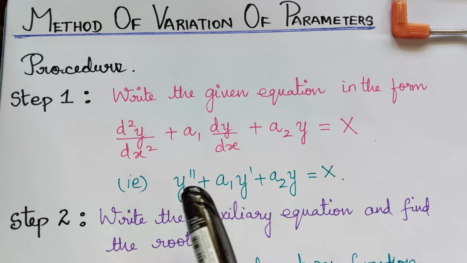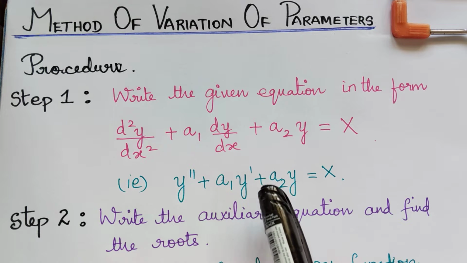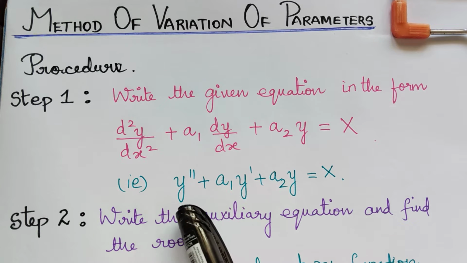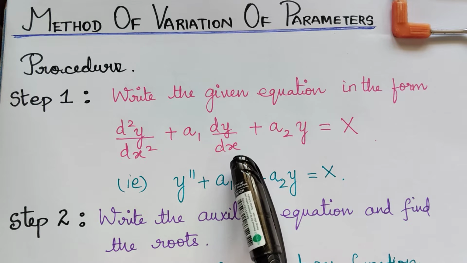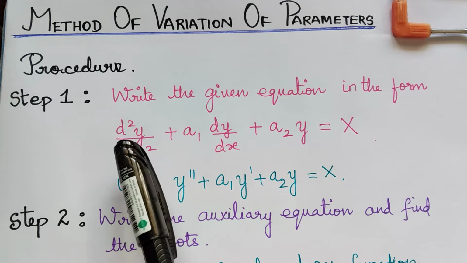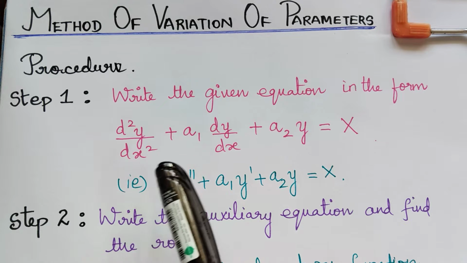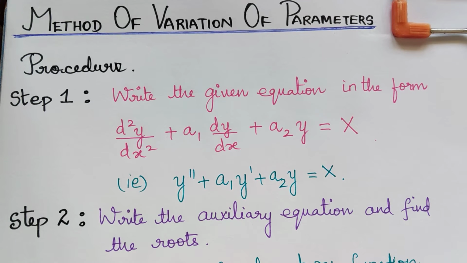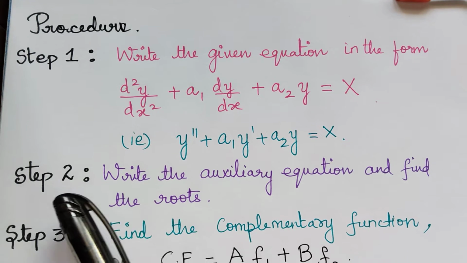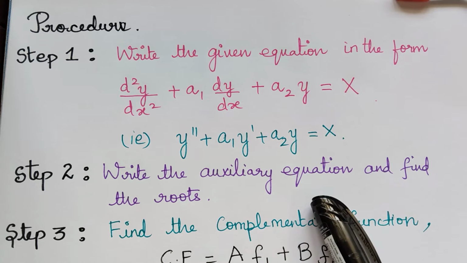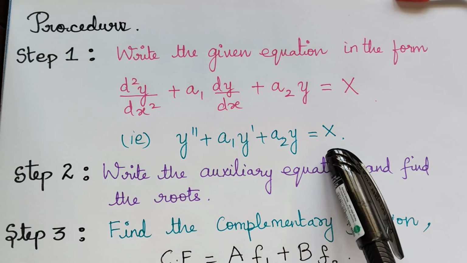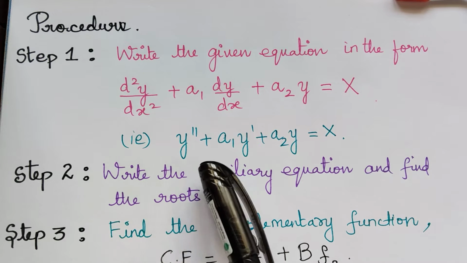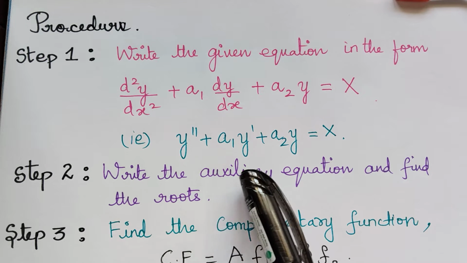Now this can be rewritten as y double dash plus a1 y dash plus a2 y is equal to capital X, as we all know that y dash represents dy by dx and y double dash represents d squared y by dx square. The steps involved in solving the problem are given here. After writing it in the standard form, we have to find the auxiliary equation of the ordinary differential equation, and then find the respective roots. This is the normal step which we usually do for all the problems.